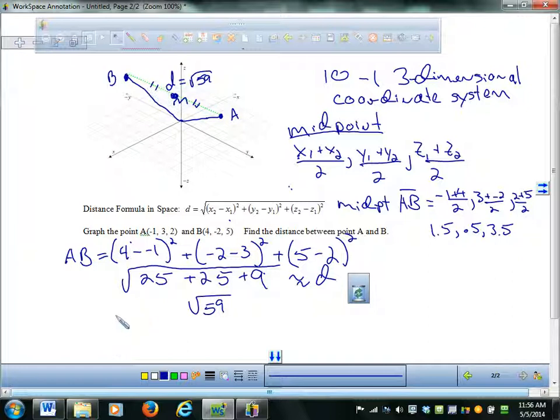That looks pretty cool in 3D. All right, so anyway, that's the midpoint formula, that's the distance formula.